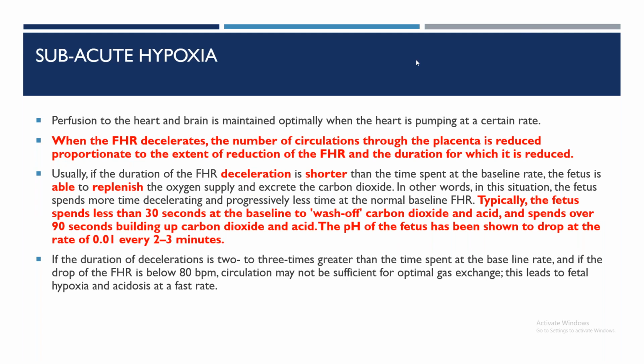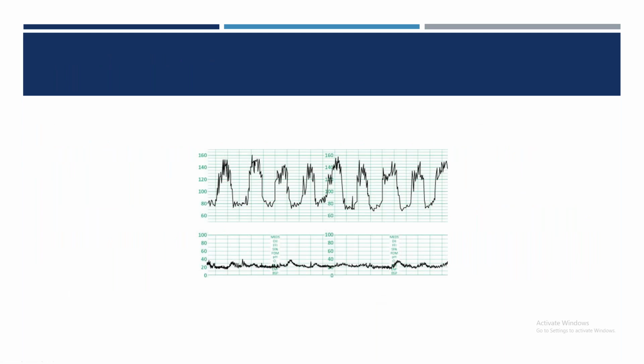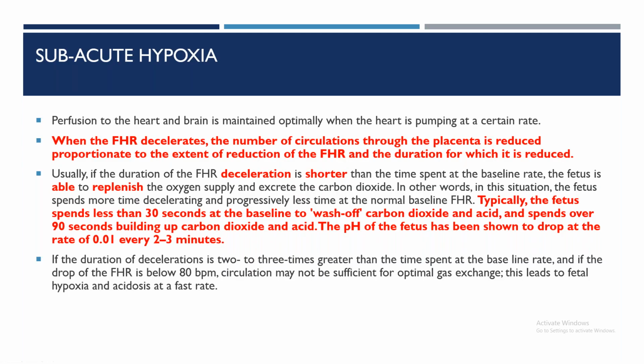Okay, so now this is subacute hypoxia. I will directly show you the trace so that you will come to know. So this trace, can you see here? Here you can confuse it for acceleration, but these are not accelerations. You can see these are the decelerations which are falling up to 80 beats per minute, and these are repeated decelerations. Okay, and can you see the time spent in normal CTG and time spent in deceleration? When you compare that, the time spent in deceleration is more than the time spent in recovery. Got it? So it is known as subacute hypoxia.